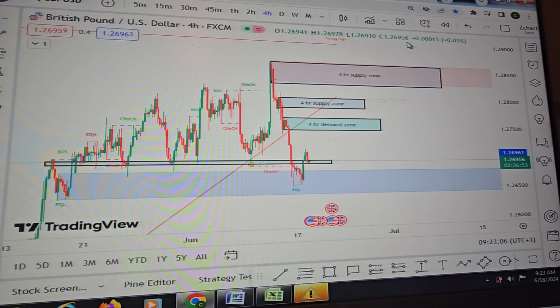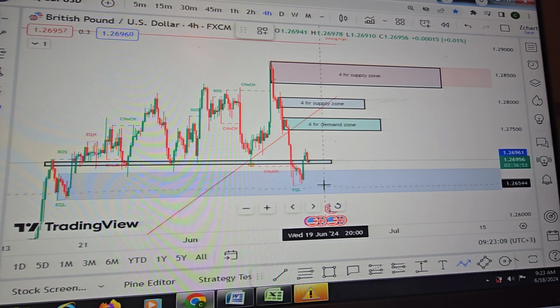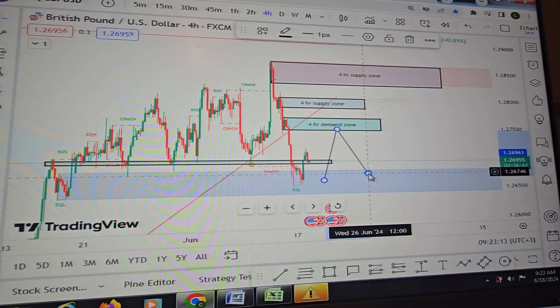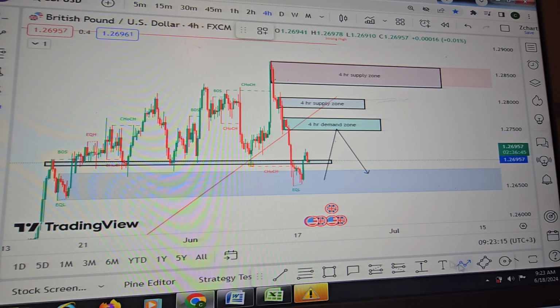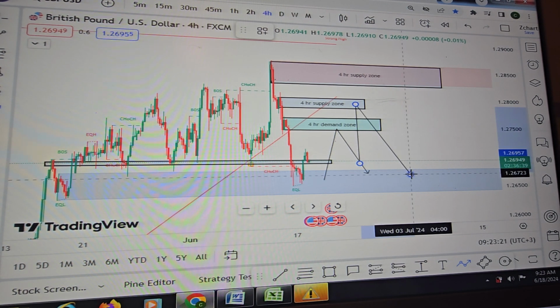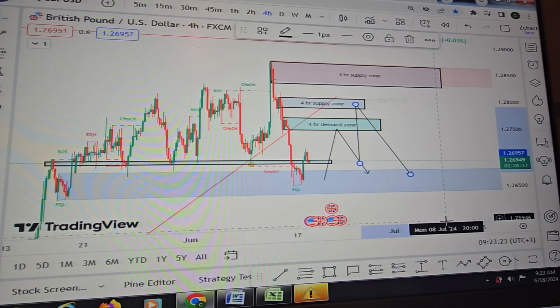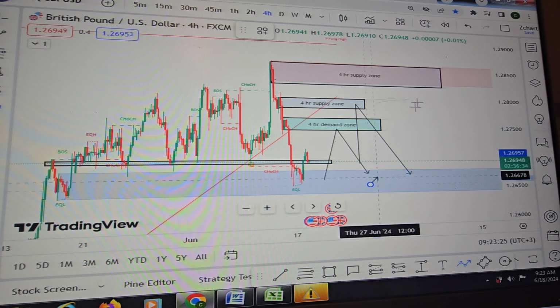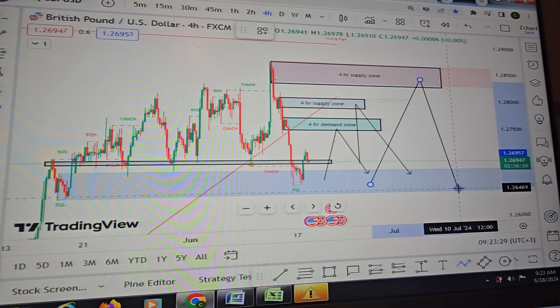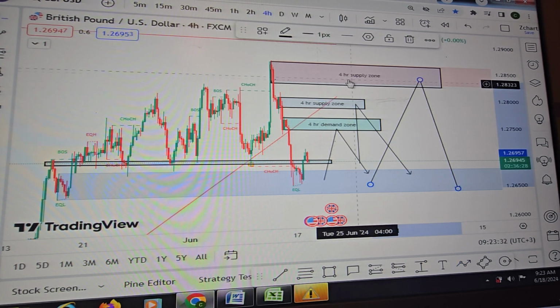From here, it can react backwards. That's one possibility. Or it can react from here, go backwards. That's another possibility. Or the last one, which is good, since we can see there's an imbalance, is this 4 hour supply zone. This one is a stronger supply zone.